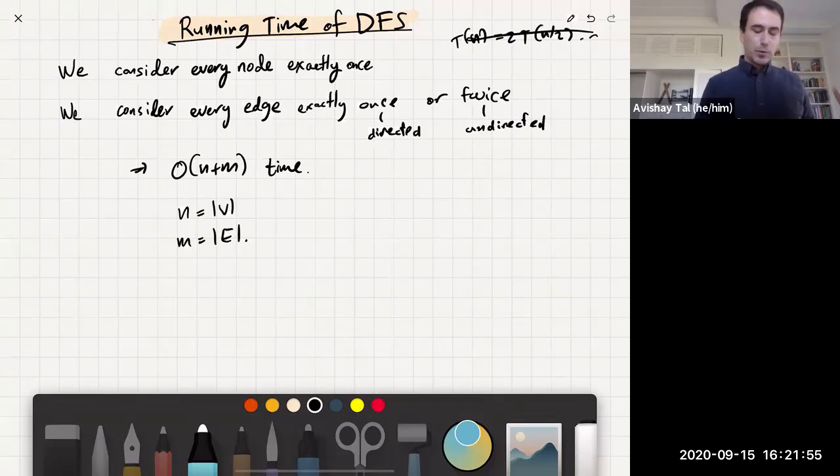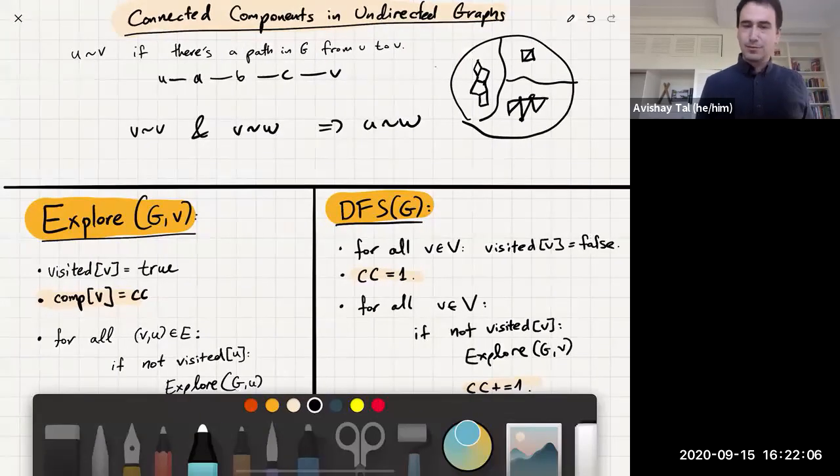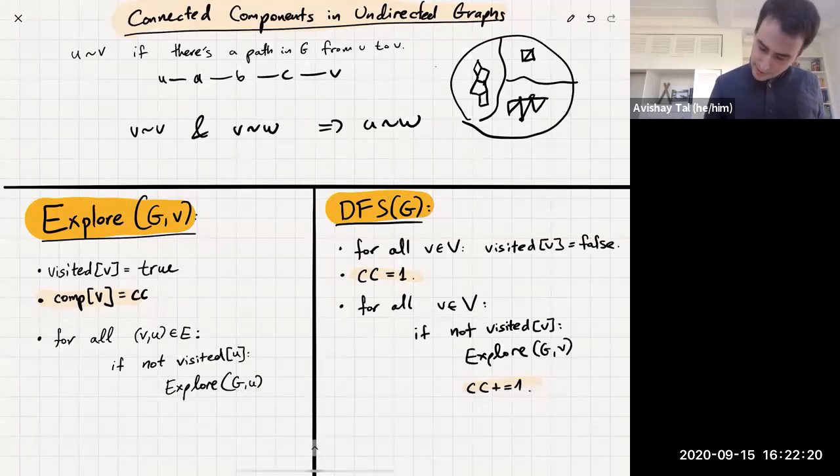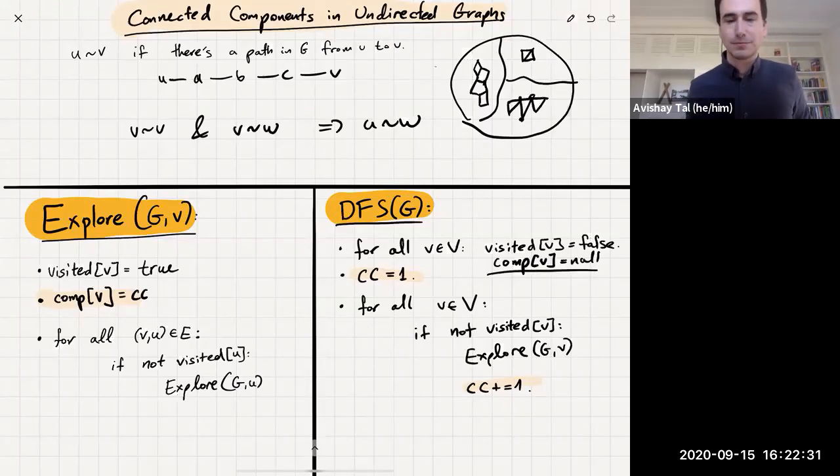And of course, we modified DFS to do the connected components. We didn't change the running time. We just added order 1 operations per every operation we already did. Right. You should have noticed that I forgot something. I forgot to initialize the component. So, maybe it's not that important, but just to be on the safe side, when I started the algorithm, I initialized all the components to be null. Right. All right.